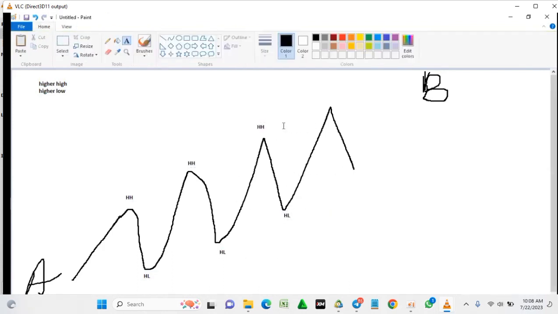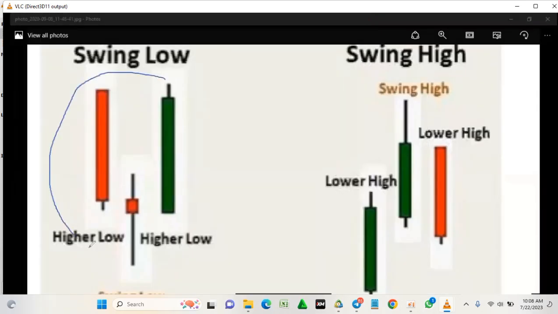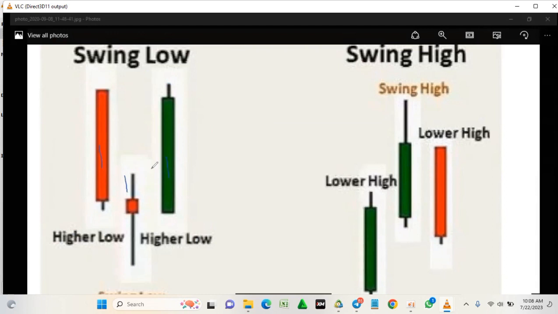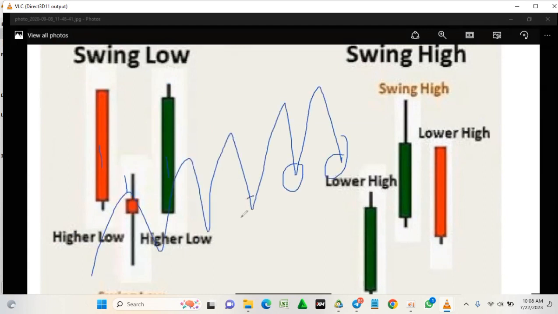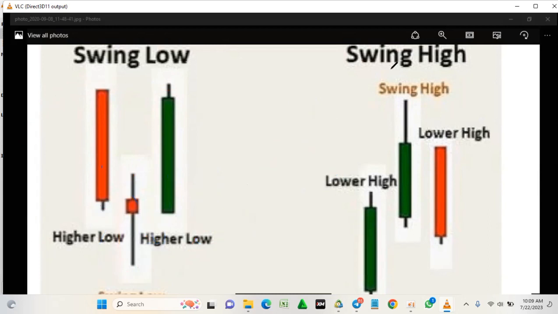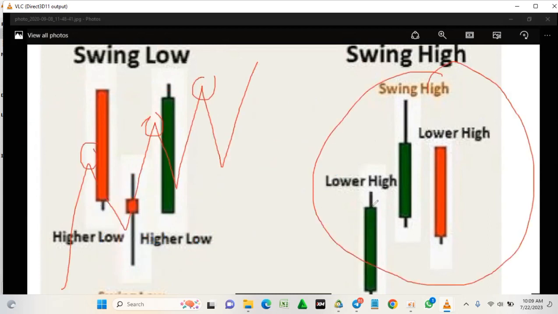And so when we have higher highs and higher lows, we are looking for this 3 candle pattern, 1, 2, 3. Make sure that the candle in between is lower than the other 2 candles, and the same thing goes for the higher highs. Make sure that the candle in the middle is above the other 2 candles.